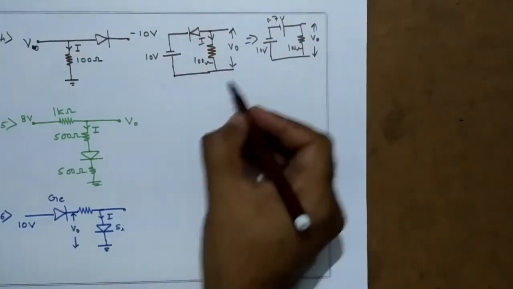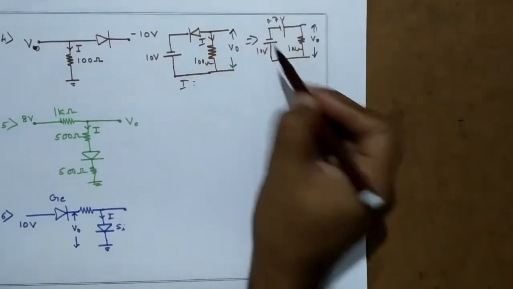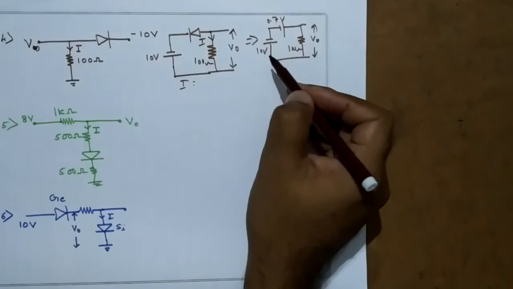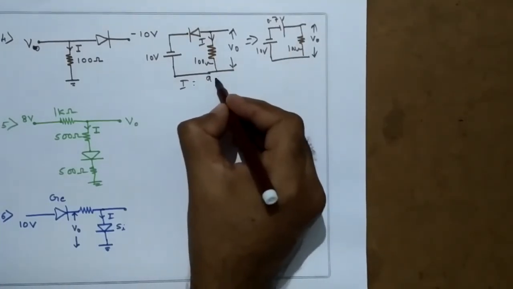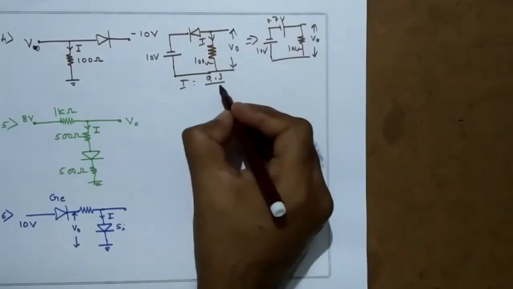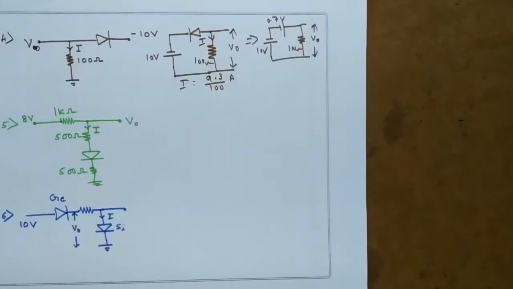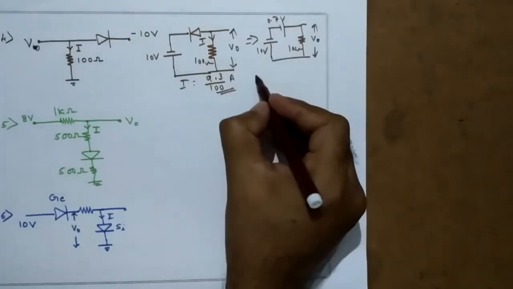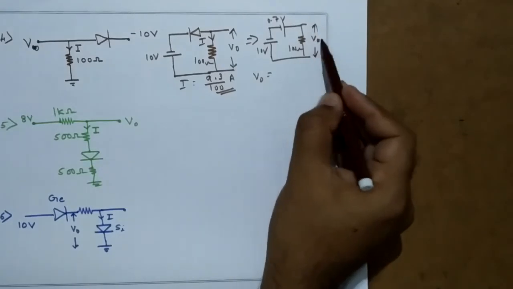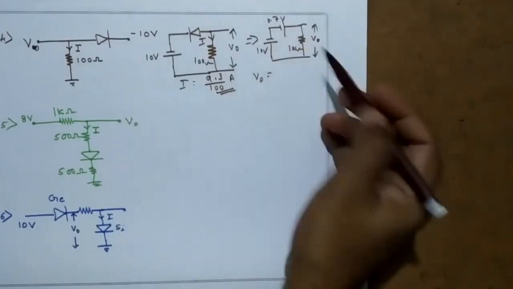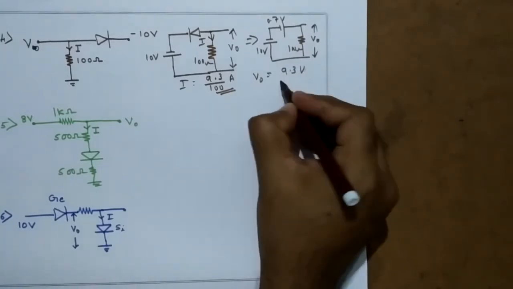Now what is I? I is equal to V by R. V is 10 minus 0.7 because minus and minus are connected together. So it is 10 minus 0.7, that is 9.3 divided by R, that is 100 ampere. What is V naught? V naught, you can apply KVL. This voltage is equal to this voltage minus this voltage. So V naught is equal to 9.3 volt.